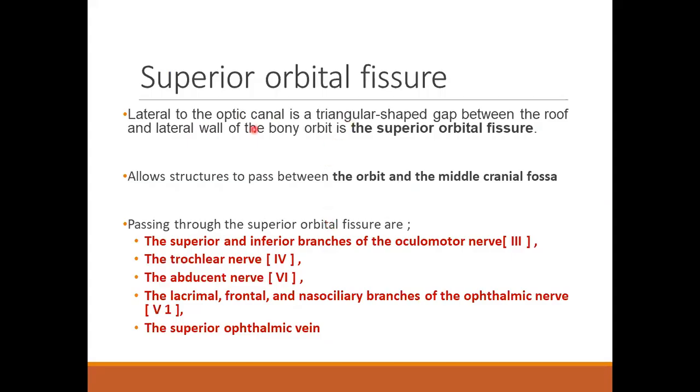Now there is the superior orbital fissure. Lateral to the optic canal is a triangular shaped gap between the roof and the lateral wall of the bony orbit. This is the superior orbital fissure. It allows the structures to pass between the orbit and the middle cranial fossa. Passing through the superior orbital fissure are the superior and inferior branches of the oculomotor nerve, trochlear nerve, abducent nerve, and the lacrimal, frontal, and nasociliary branches of the ophthalmic nerve, and the superior ophthalmic vein.